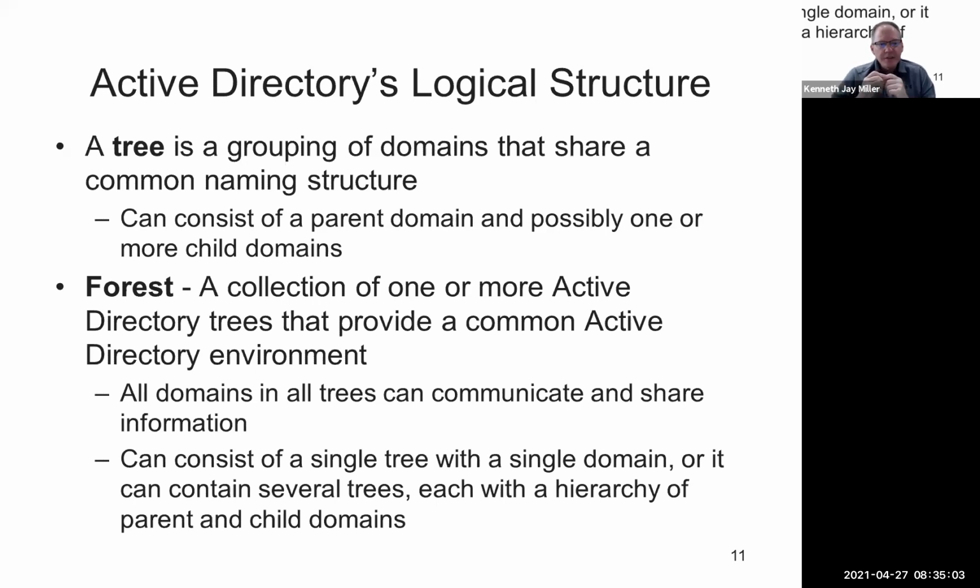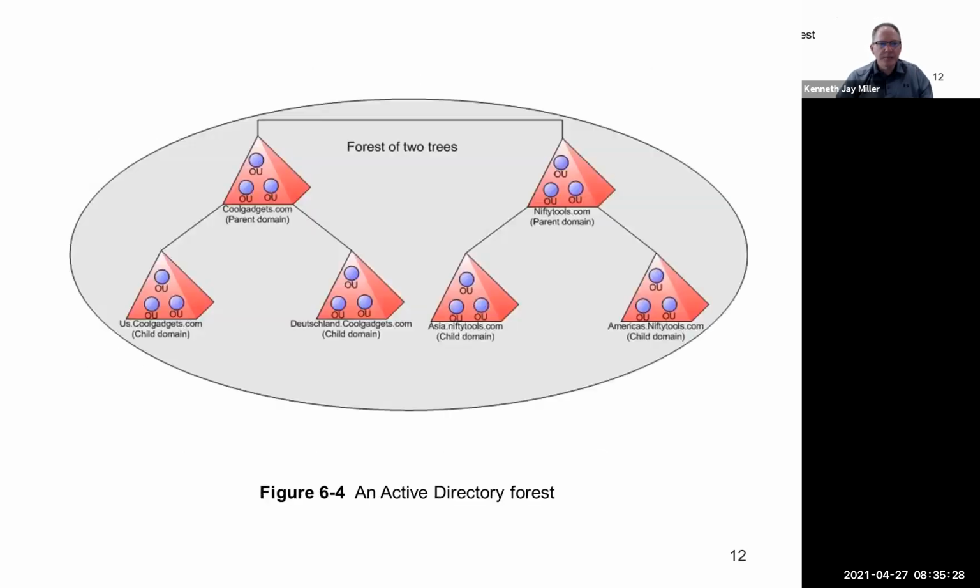And then the forest is a collection of one or more trees that provides a common Active Directory domain environment. So all domains and all trees can communicate and share information. And they can consist of a single tree with a single domain, or it can contain several trees, each with a hierarchy of parent and child domains. So here's a good picture. This kind of makes it a little bit easier to understand.